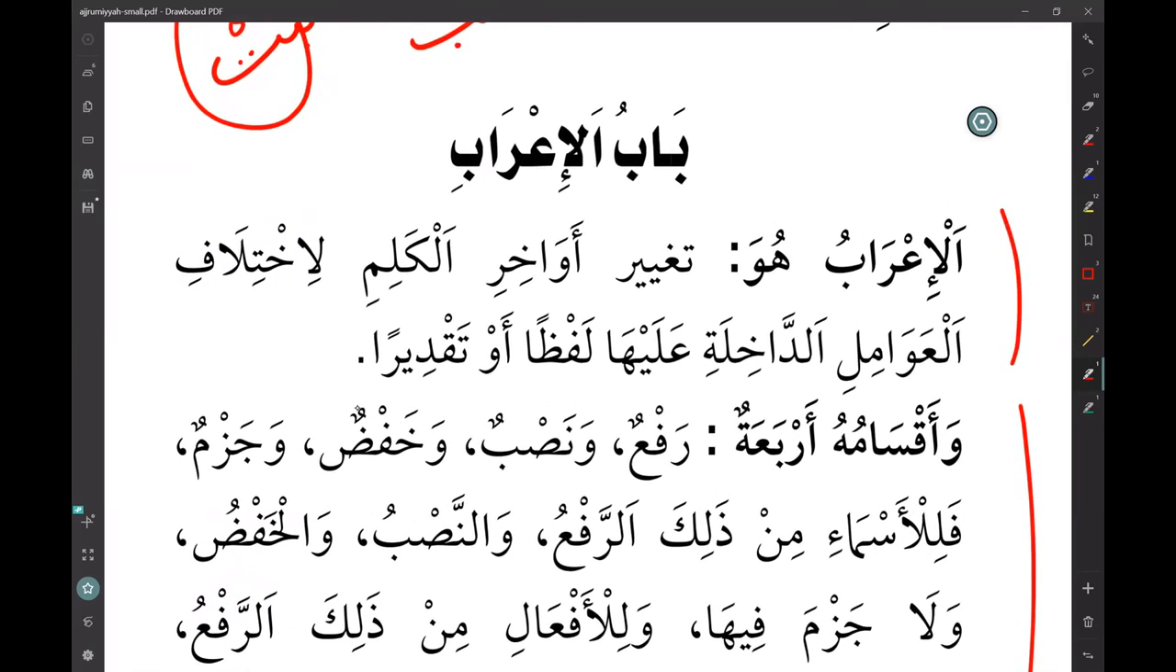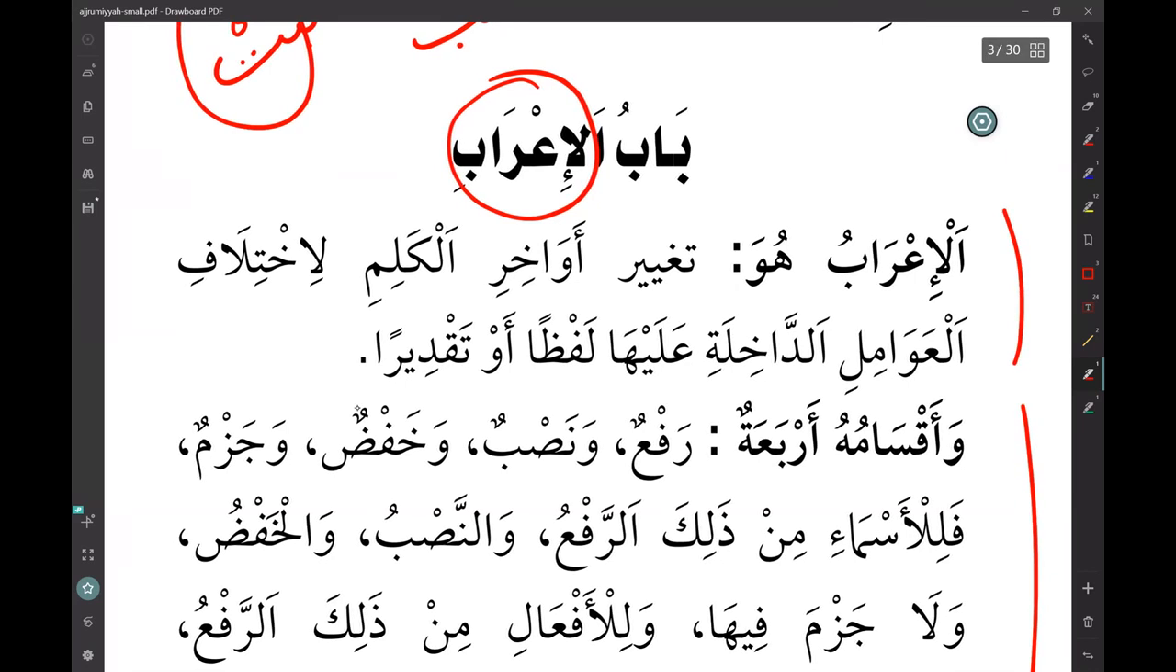So what does Ajrumiyyah say? He says al-i'rabu. So first of all, we want to know what this concept of i'rab is. What is it? Why will we be spending our entire Arabic lifetime studying this concept? So let's see what our Musannif, Ajrumiyyah, has to say. He says al-i'rabu, the i'rab, huwa, it is what?